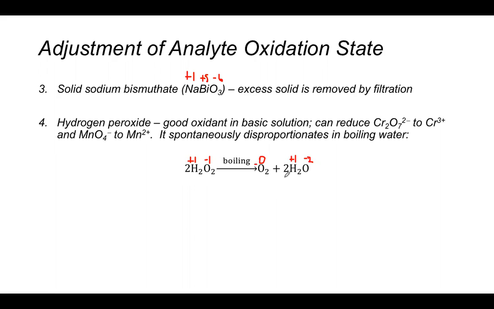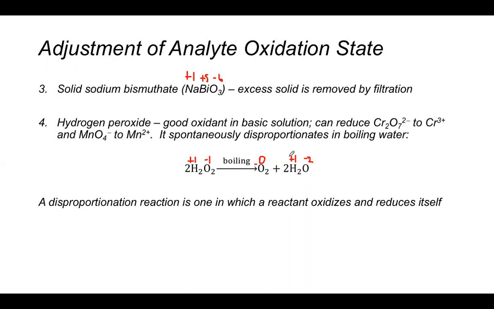So the hydrogen has stayed the same, so nothing's happened there, but the oxygen has been reduced, i.e. it has gained an electron to form the -2 in the water, and it has been oxidized to form the neutral oxygen in O2. So the hydrogen peroxide is disproportionated and done both things. So a disproportionation reaction is one in which a reactant oxidizes and reduces itself.